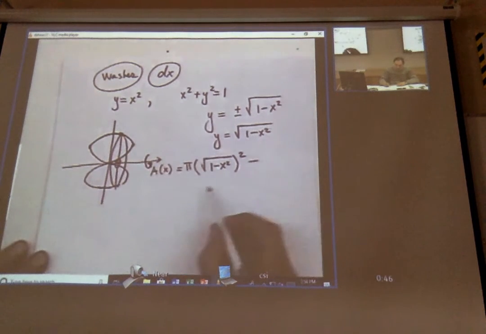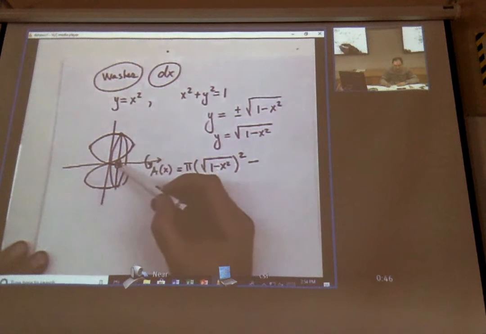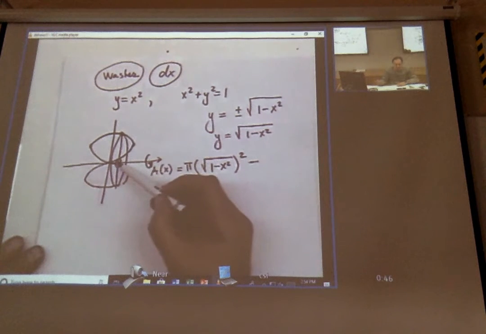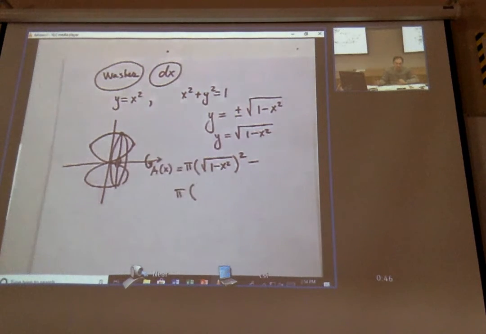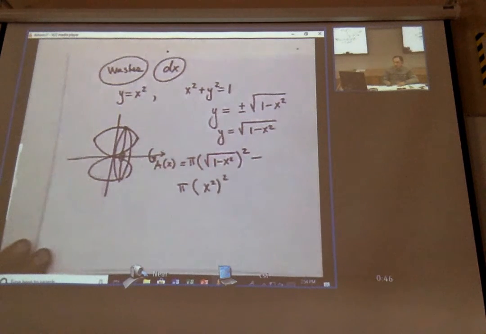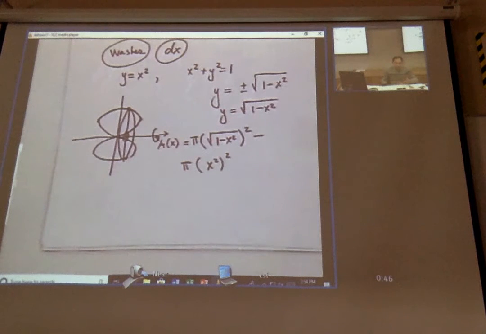Then we're going to subtract, in the next question, what is the radius from axis of rotation to the bottom curve? X squared. It will be just x squared. So x squared squared. Well, and that's what we have for this one. So what do we see?